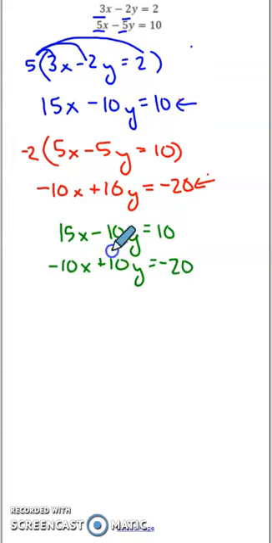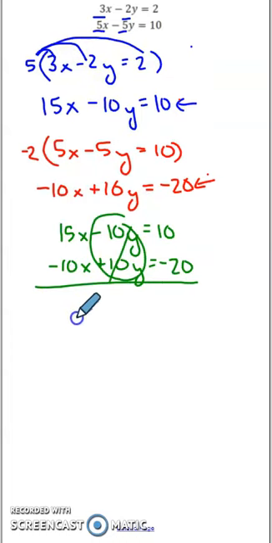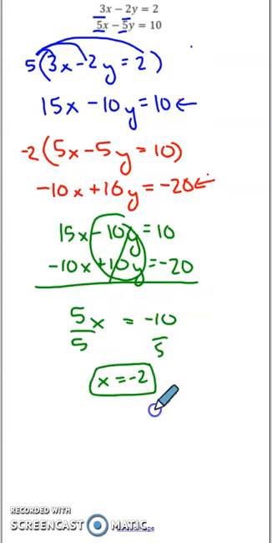All right, equal opposite, I'm ready to rock and roll. This is going to zero out. 15x and -10x is 5x equals -10. Divide by 5. X is going to be -2. Okay, once I know that, I'm going to plug it into one of the originals. Always, always use the originals. So I'm plugging that in.